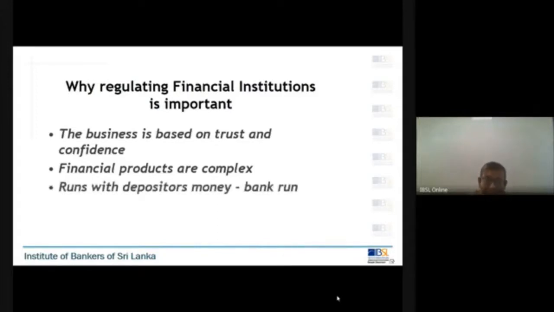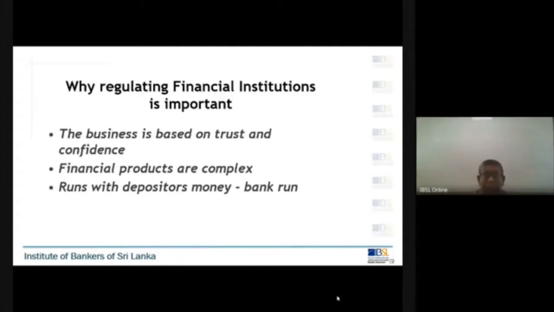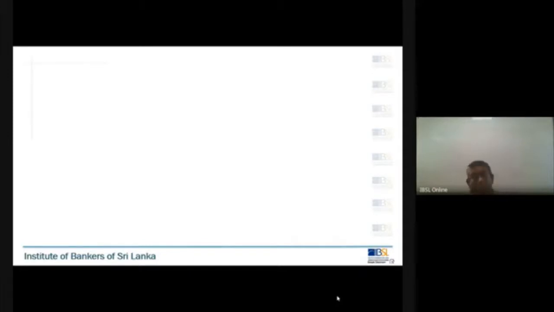Third, banks run on the depositors' money, right? So banks' main capital comes from customers. They deposit money. Banks do their business with the customers' money. So we need to protect the system, the banks, as well as the customers, right? And apart from that, the financial system is the backbone of the country's economy. Also, usually the financial system or financial business is subject to high risk. So due to these factors, regulating financial institutions or the system is very important. Clear?